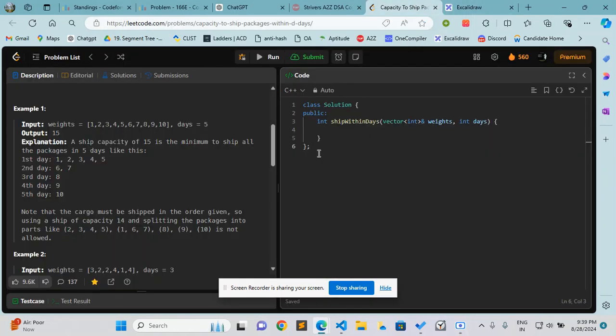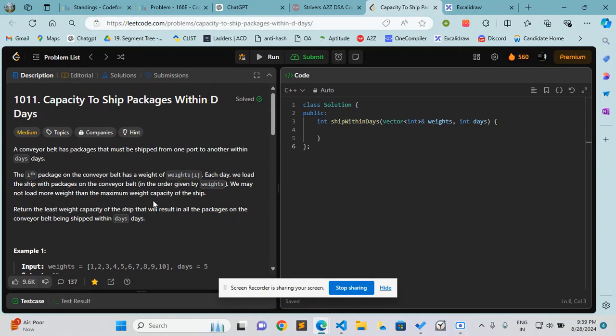Yeah, let's solve this question: Capacity to Ship Packages Within D Days.